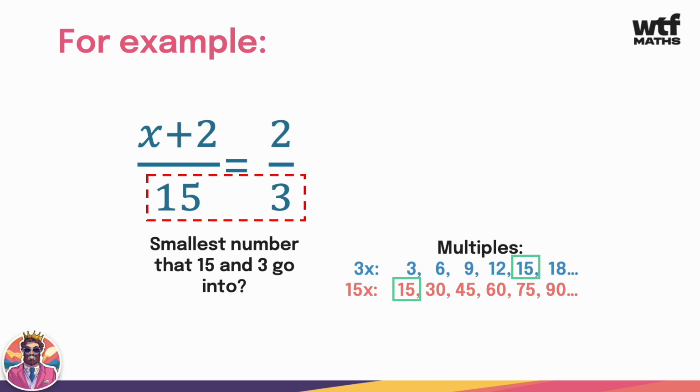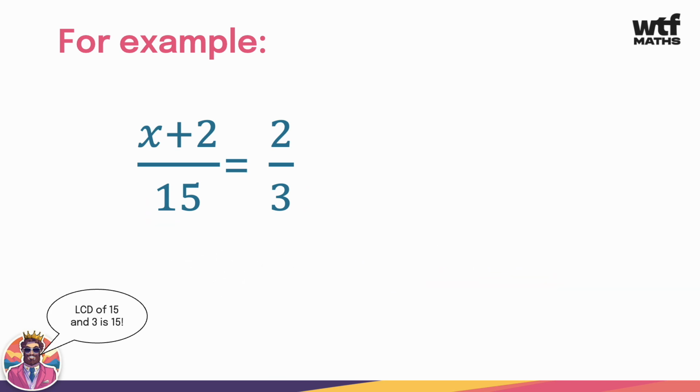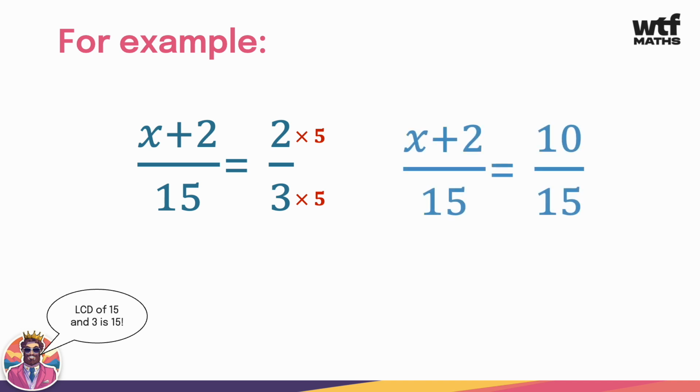So, to simplify this whole equation, it'd be really helpful if both fractions were over 15. So, the lowest common denominator of 15 and 3 is 15. So let's try to convert that now. How do I turn 3 into 15? I must times by 5 on the bottom. Now, I want this equation to still be fair, so I need to do the same to the top of the equation as well. So I'm going to times this by 5. This means the whole entire equation is now going to be x plus 2 over 15 equals 10 over 15.